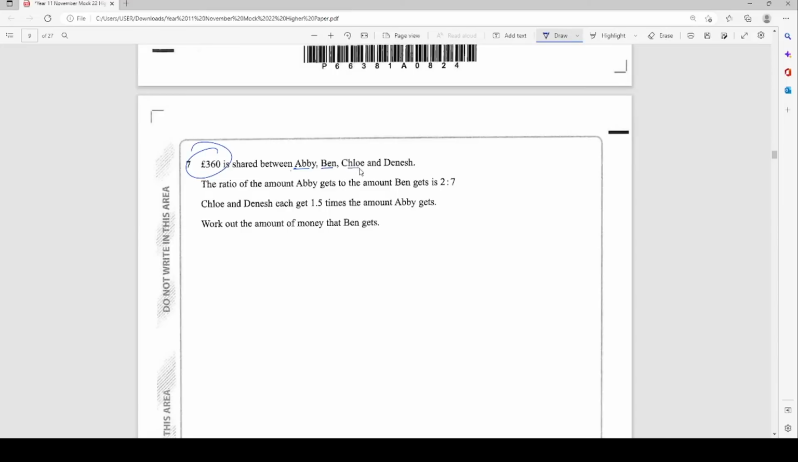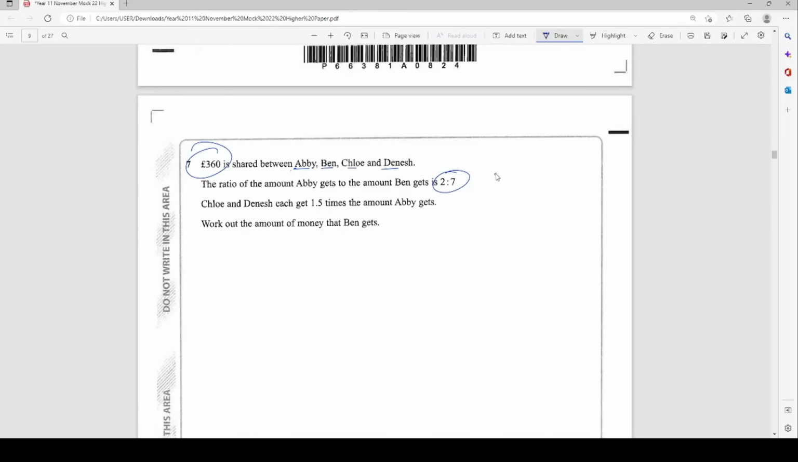All right, so we are at question number 7. Let's see what we have got here. Pay attention. 360 pounds is shared between Abby, Ben, Chloe, and Dinesh. The ratio of the amount Abby gets to the amount Ben gets is 2:7. Chloe and Dinesh each get 1.5 times the Abby, Ben, Chloe, and Dinesh. This is the ratio given to us.